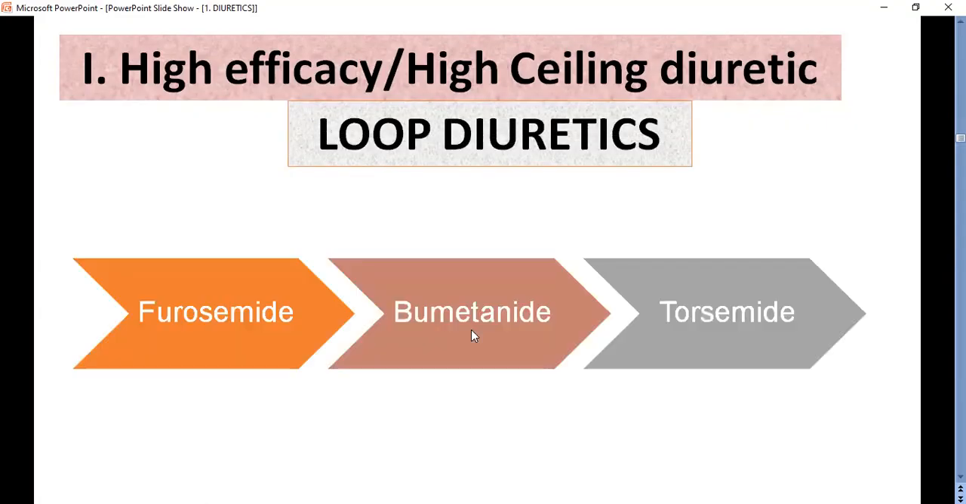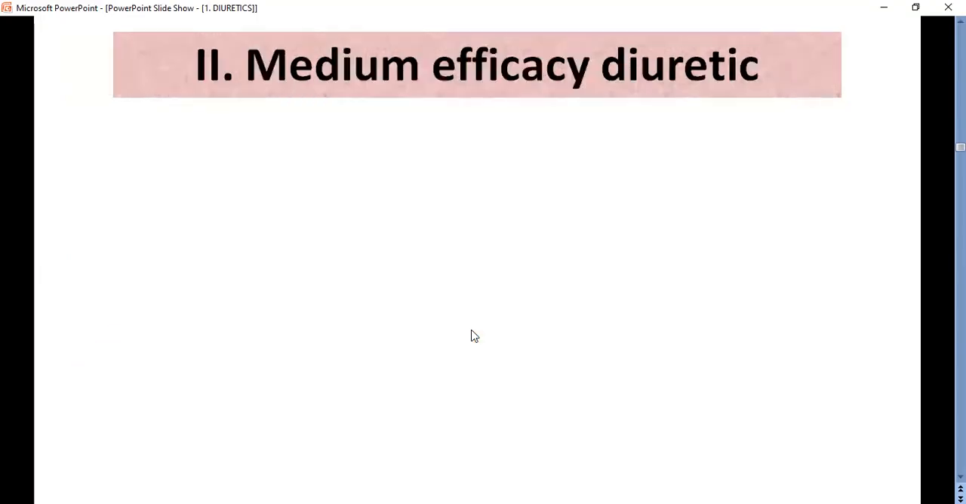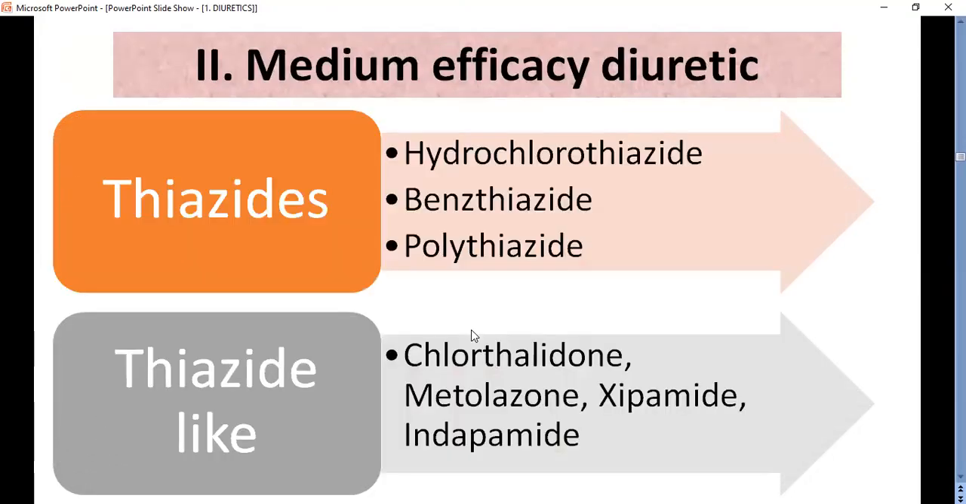Examples are loop diuretics, which include furosemide, bumetanide, and torsemide. Then medium efficacy diuretics, these are thiazides and thiazide-like diuretics. Thiazide diuretics are hydrochlorothiazide, benzthiazide, and polythiazide. Thiazide-likes are metolazone, chlorthalidone, and indapamide.